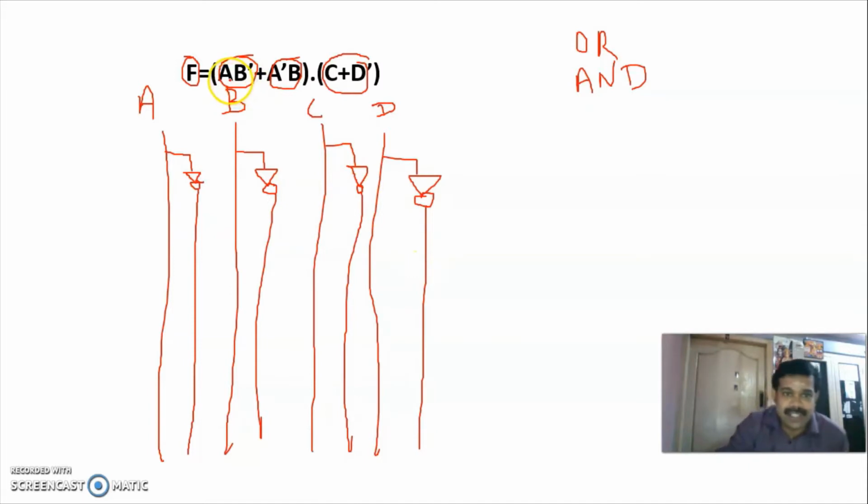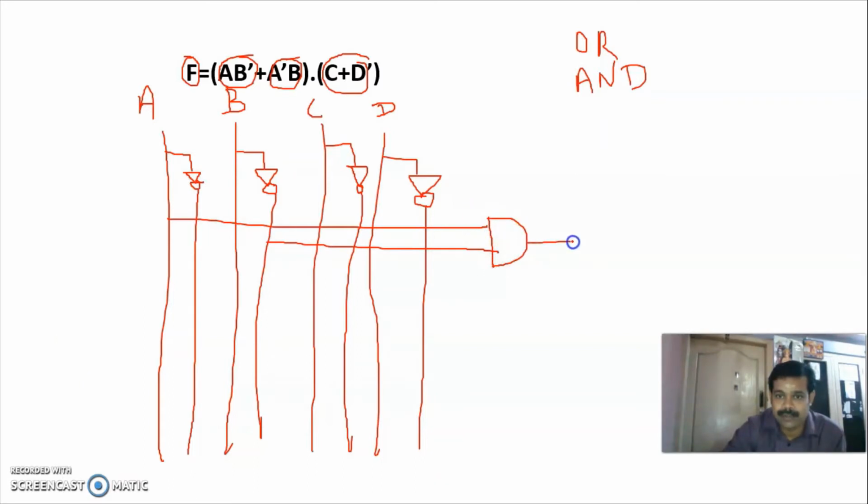Okay, now the first term is A B bar. So this line is A. So we have to take one input from A. Next one is B bar. So this is B and this is B bar. So you have to take one input from B bar. Now what I am doing is I am giving it to an AND gate. Okay, so this is the first term.